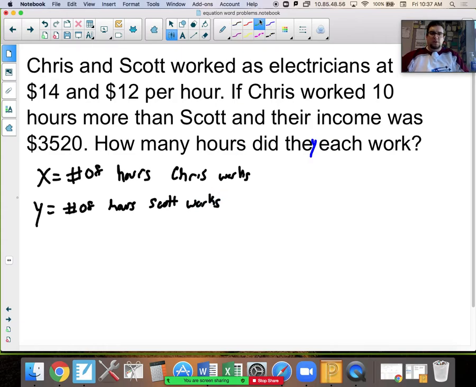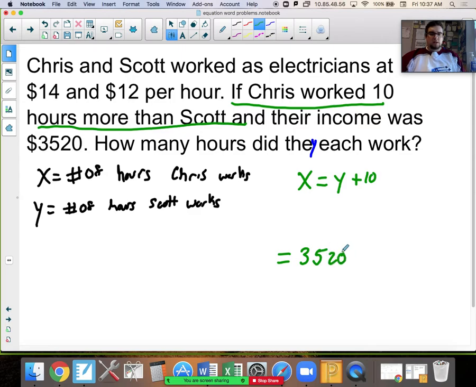But now we have to deal with 2 letters, and I don't want to do that. So they gave us a little bit of extra information. Chris worked 10 hours more than Scott. So what that is telling us is that the number of hours Chris worked is the same as Scott's plus 10. So all we have to do is figure out how many hours Scott worked, and we've got it. So we're going to set it up. $3,520 were earned.